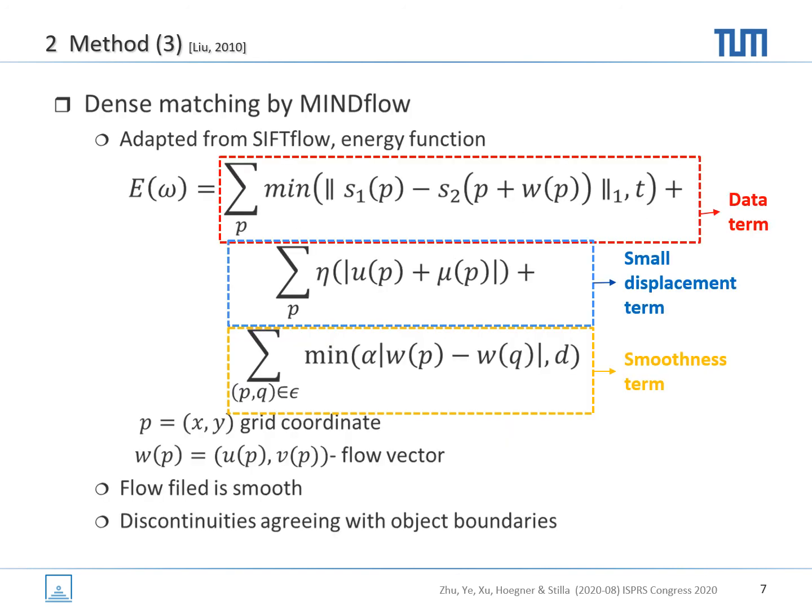After calculating the feature descriptors for each pixel in the thermal infrared images and RGB images, a MINDflow adopted from SIFT flow was used to calculate the corresponding points between these two kinds of data. The energy function is composed of three terms, namely the data term, the small displacement term, and the smoothness term. The data term contains the MIND descriptor to be matched along with the flow vector. The small displacement term constrains the flow vector to be as small as possible when no information is available. The smoothness term constrains the flow vectors of adjacent pixels to be similar. L1 norm is used in the data term and the smoothness term to account for matching outliers and flow discontinuity. The energy function can then be solved by sequential belief propagation.